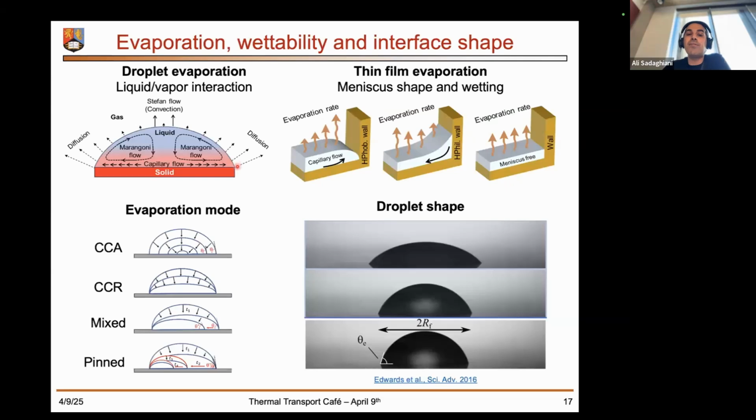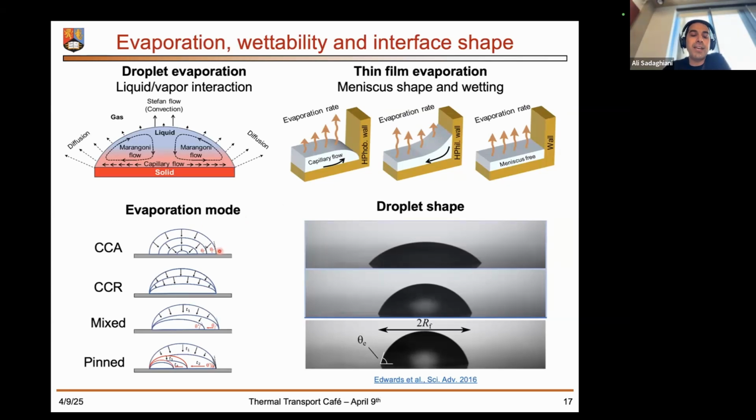Based on the evaporation rate or the physics that is taking place, such as difference in the surface tension or difference in the temperature that results in thermocapillary effects, we have different kinds of liquid microflows within the droplets. Or if we have the liquid film, how the meniscus shape changes depends on the hydrophilicity of the wall that is in contact with the liquid film.